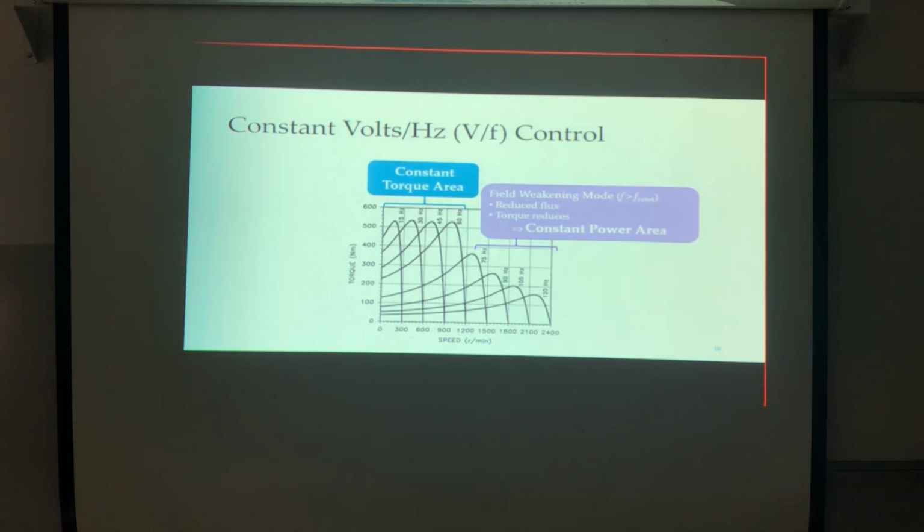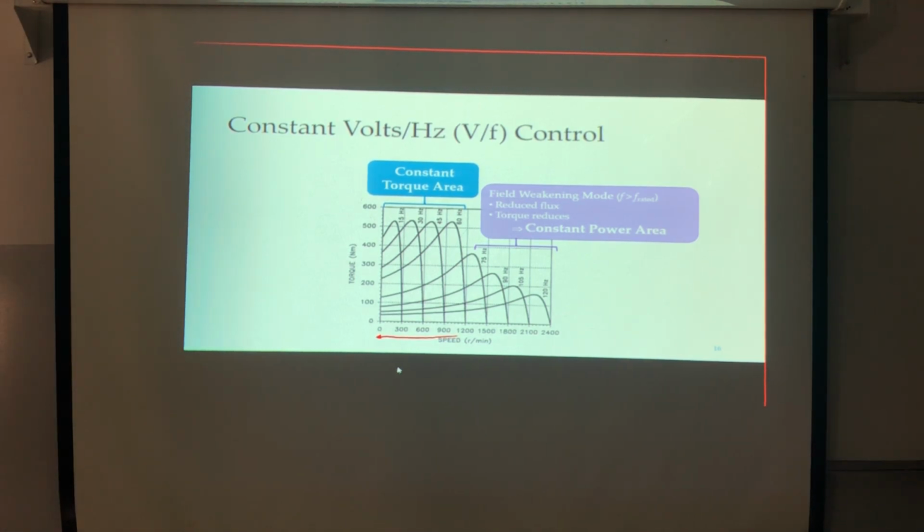So if I need to plot the V/F control below and above the rated frequency, now below the rated, let's assume that this is the rated frequency. Here I have what we call the constant torque area. Do you remember? At constant V over F, T max is almost proportional to Vs rated over omega S rated. So it's constant.